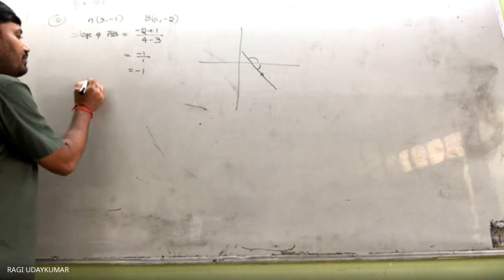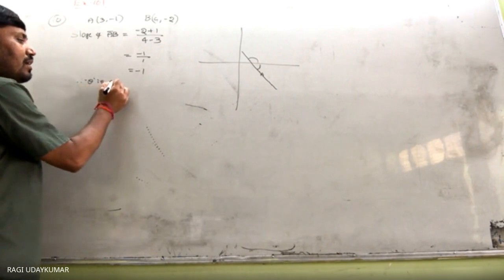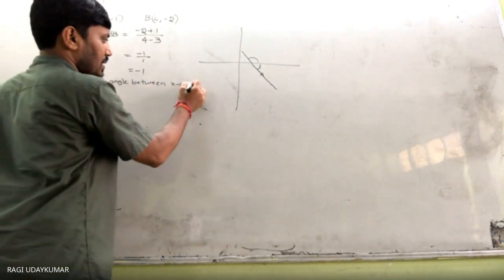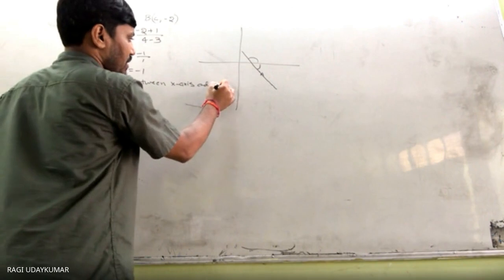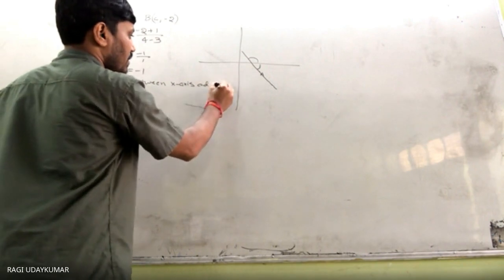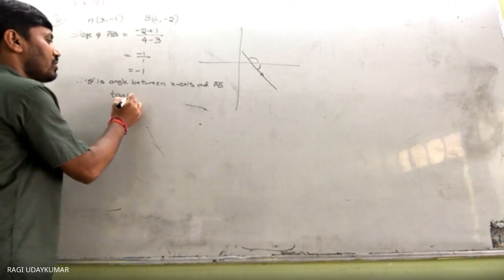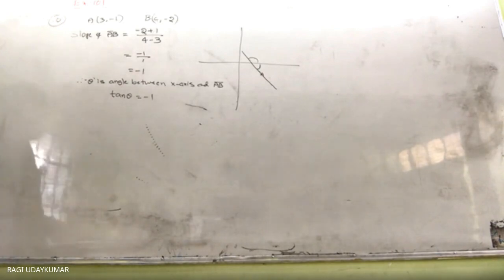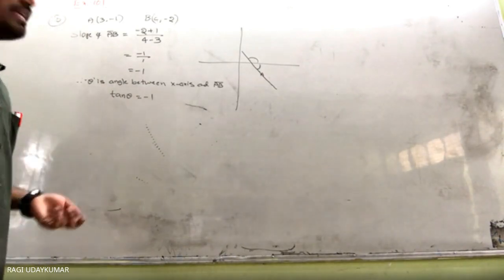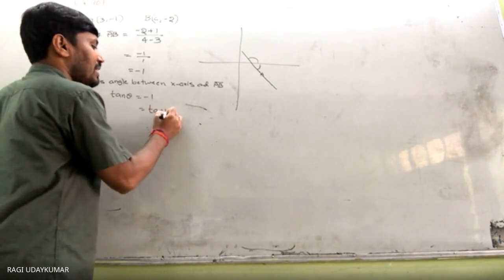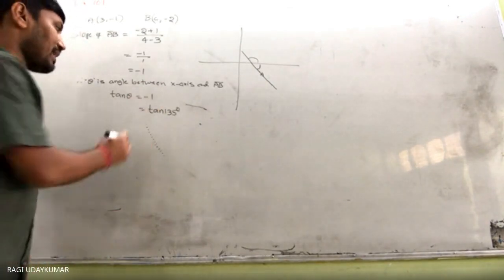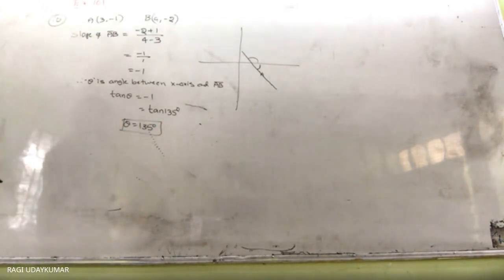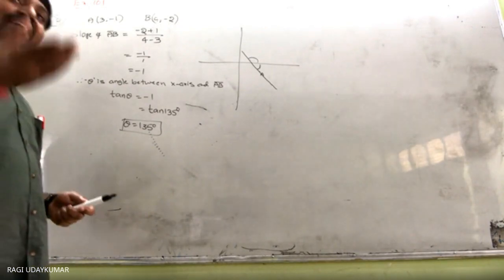Okay, if theta is the angle between the x-axis and AB, tan theta is equal to -1. So theta, where do you get tan theta = -1? It comes at 135 degrees, 90 plus 45 degrees, which equals tan 135 degrees. So theta is equal to 135 degrees. You can write theta is equal to 135 degrees, or you can write theta is equal to 45 degrees also.